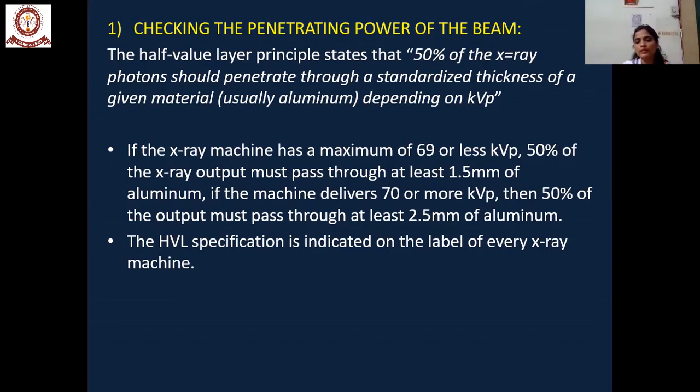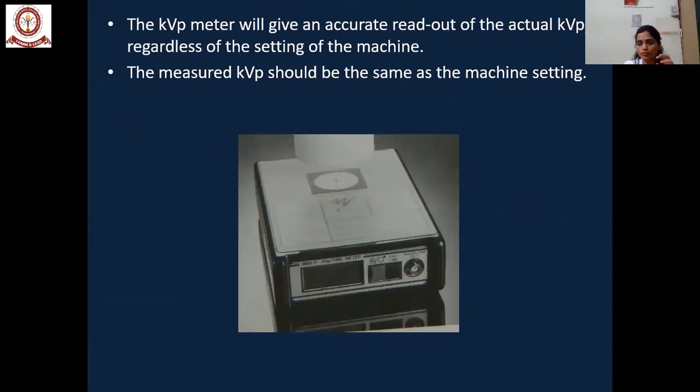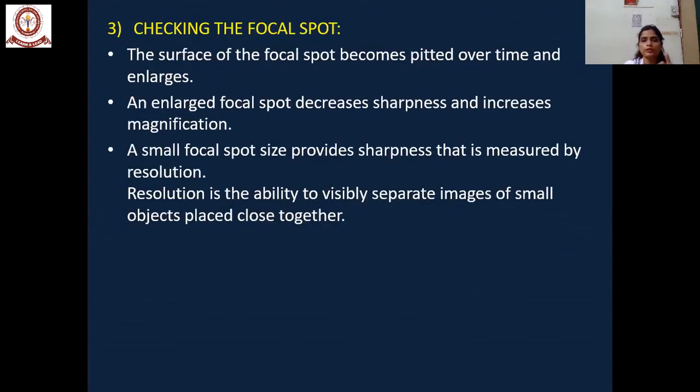Okay, so this entire half value layer specification relies completely upon the thickness of the aluminum filtration we are using in our machine. And another test is definitely the focal spot test. The surface of the focal spot becomes pitted over time and enlarges. So an enlarged focal spot decreases the sharpness and increases the magnification. A small focal spot provides a sharpness that is measured by the resolution.